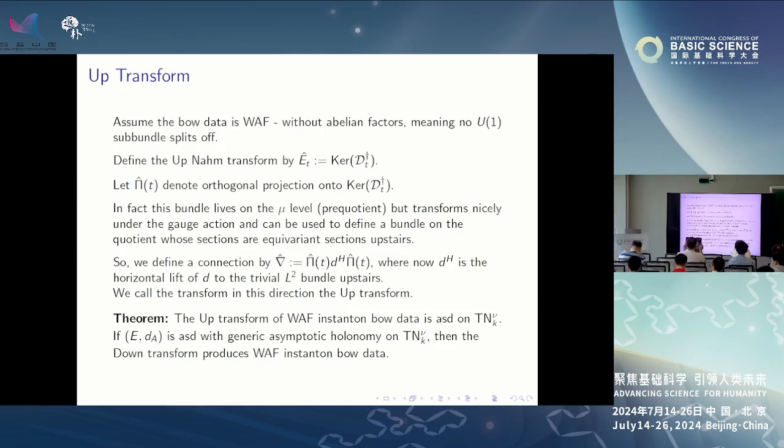So, theorem. The up transform, if we have WAF instanton bow data, gives you anti-self-dual instantons on multicentered Taub-NUT. If, on the other hand, we started off with an ASD connection on Taub-NUT with generic asymptotic holonomy, then the down transform produces WAF instanton bow data. So we do have a complete circle here.